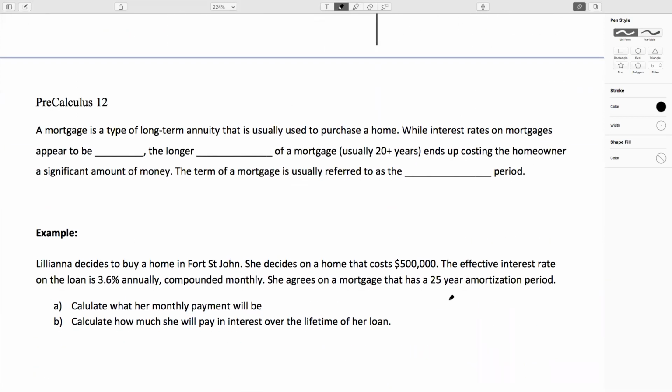A mortgage is a type of long-term annuity that is usually used to purchase a home. Some people might have the cash, but most people take out a mortgage. While interest rates on mortgages appear to be low, you'll see rates like, oh, it's only 3% interest, that's nothing. The problem is that mortgages take a long time to pay off, usually 20 plus years, which ends up costing the homeowner a lot of money. We're going to see just how much in this example. The term of a mortgage is usually referred to as the amortization period.